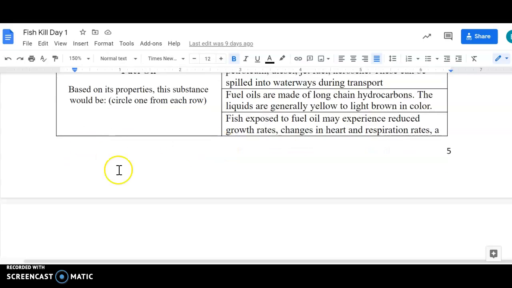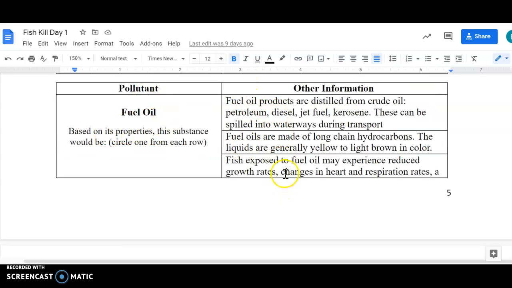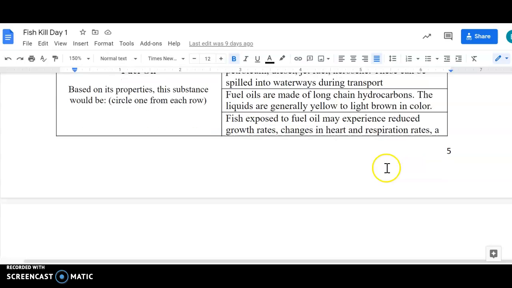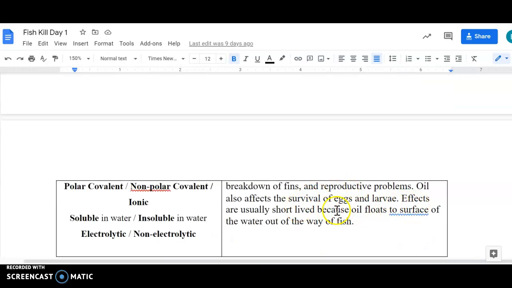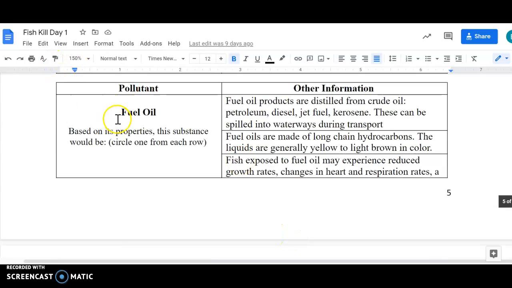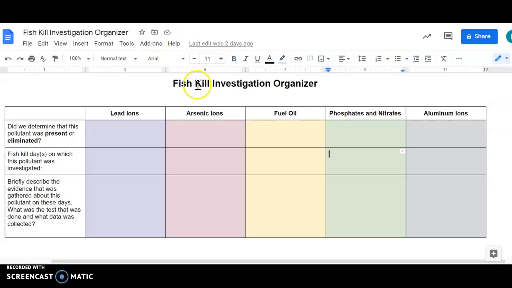Fuel, this one was a different one than what was listed there. If fish are exposed to this, it can reduce their growth rates, change their heart function, and it can affect the survival of their offspring, but the effects are usually short-lived. So if they're short-lived, is this a cause of the fish kill? So fuel oil, on your chart here, what day was it investigated?